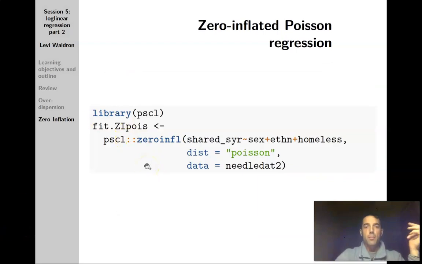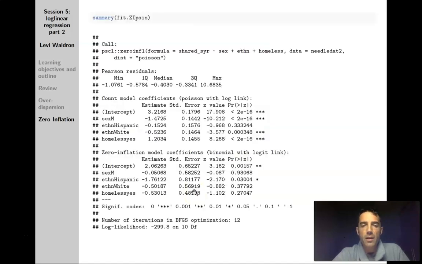Let's actually fit the model. And again, actually fitting the model is not any harder than any of the others, but we do have to make use of another package. I'm using this package called pscl and this function called zeroinfl. Specify the linear part of the model just the same. The distribution argument gives a selection of different distributions that you can use, including Poisson and negative binomial and some others, and our data set.